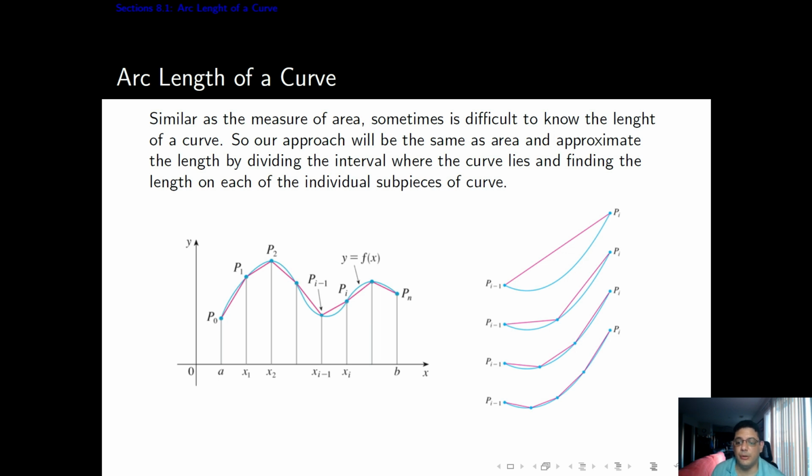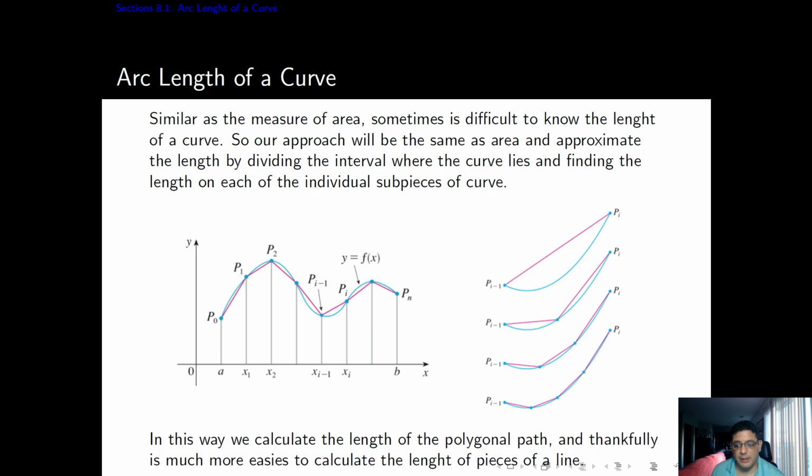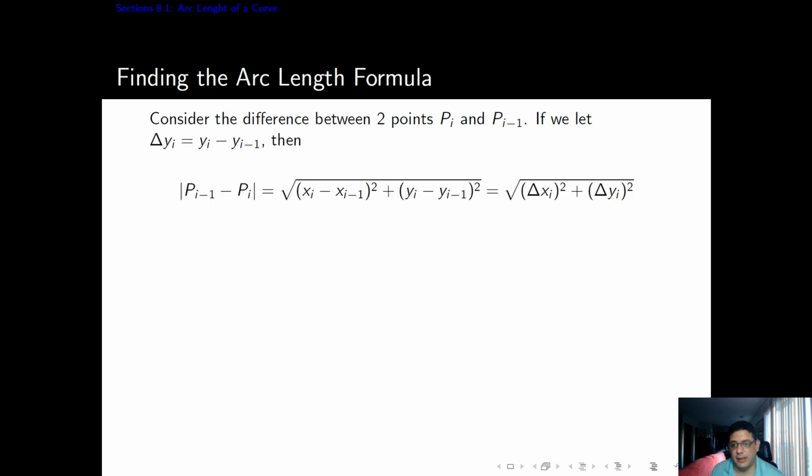Of course, the closer the line is to the curve, the less error or difference there is in the length of that particular piece. So as you can notice, we're doing pretty much the same as we did for the construction of the integral. So in this way, we first calculate the length of each of the polygonal paths that we get. And of course, thankfully, this is going to give me the length of the curve more easily once we divide more and more.